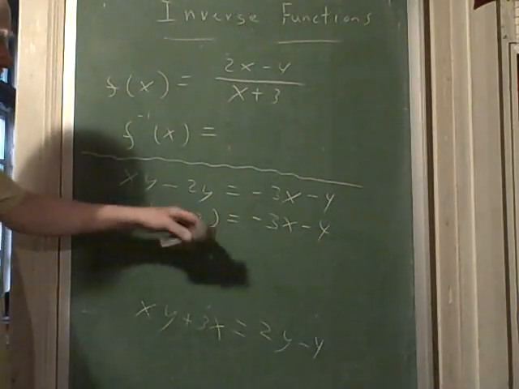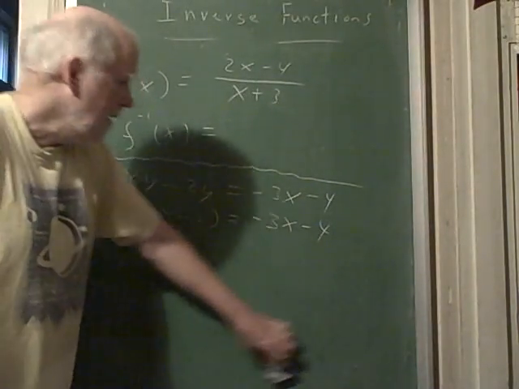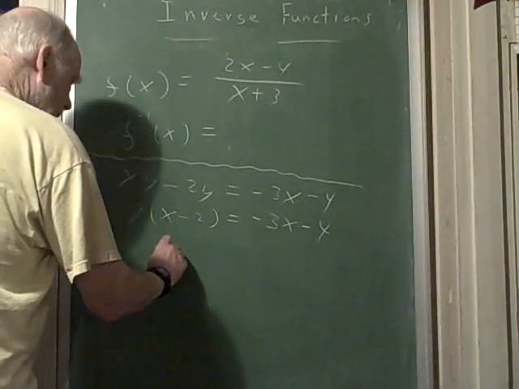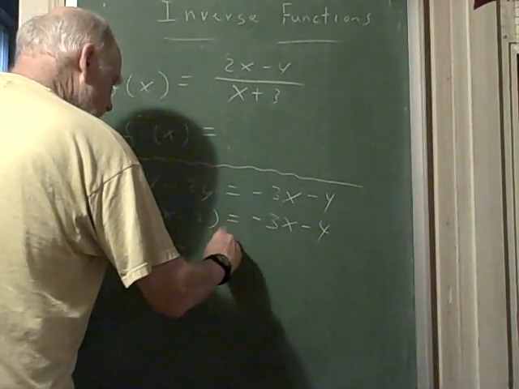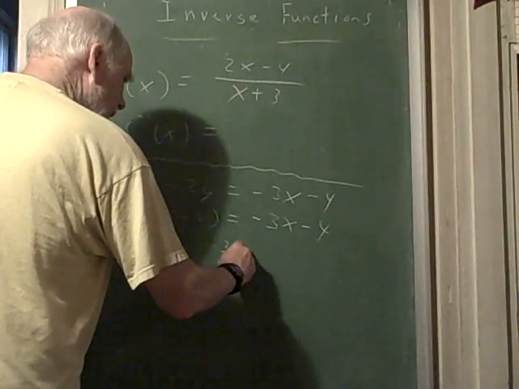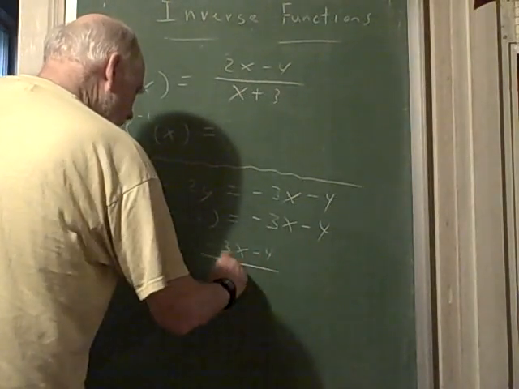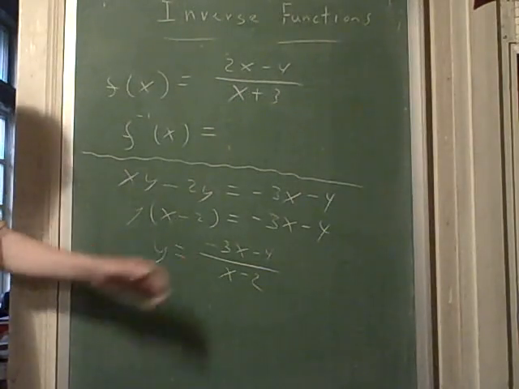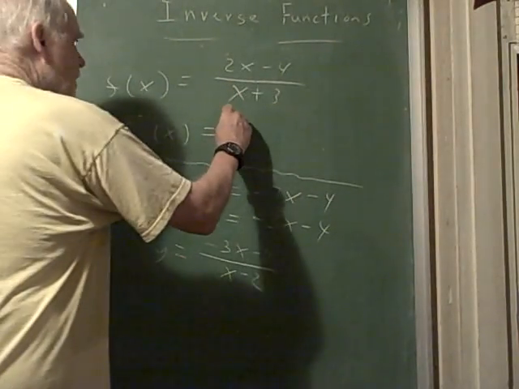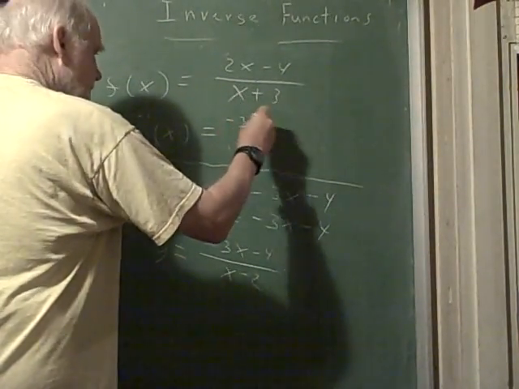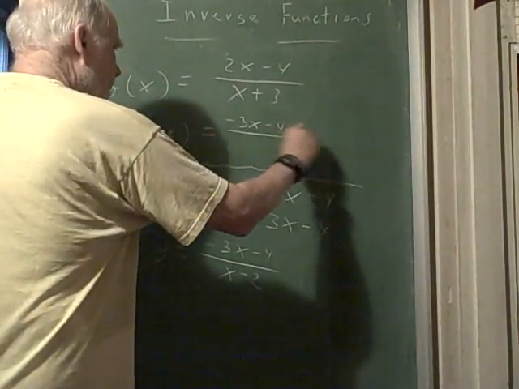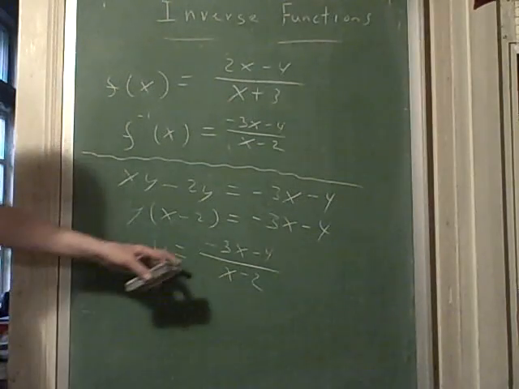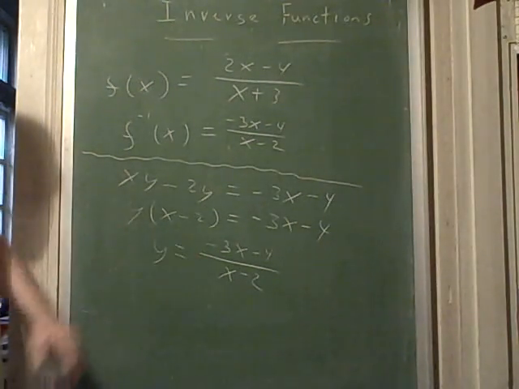Now I can divide both sides by x minus 2. And when I do that, I get y equals negative 3x minus 4 over x minus 2. Now, that's a perfectly good answer, and we can write that as the inverse, negative 3x minus 4 over x minus 2. But in the back of the book, they'd like to smooth things out a little bit.